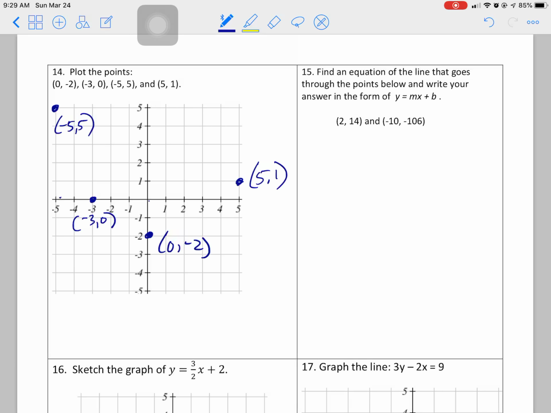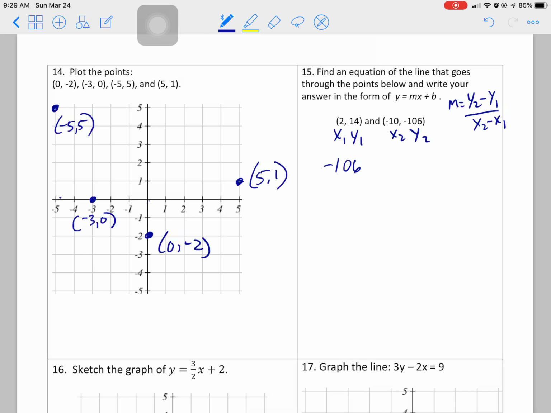All right, continue on the review. Number 15, write the equation of a line that goes through the points. What are we following? Write down what we're following. Write it down over and over until you have it memorized.